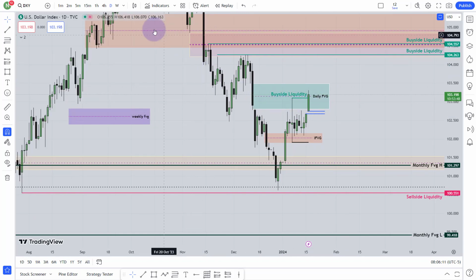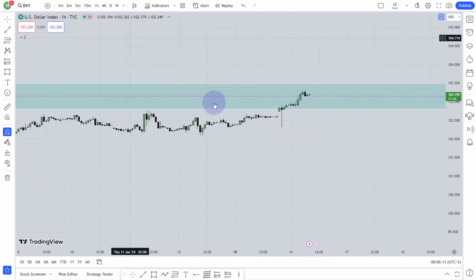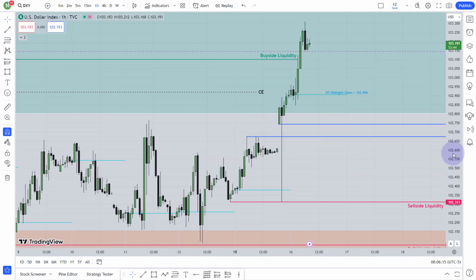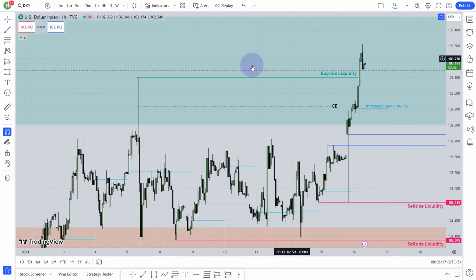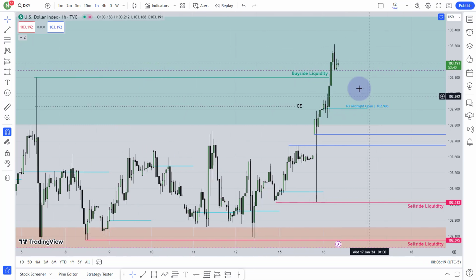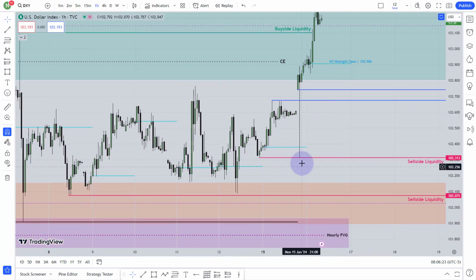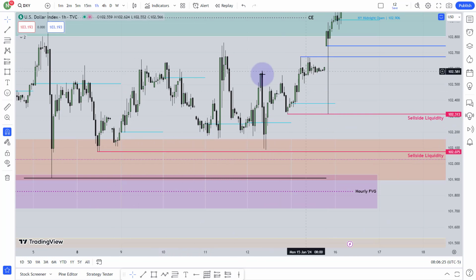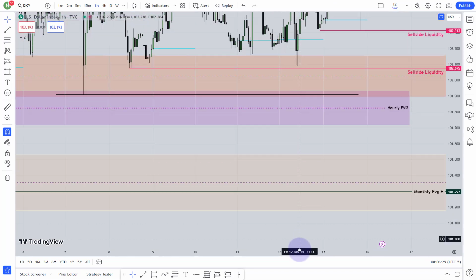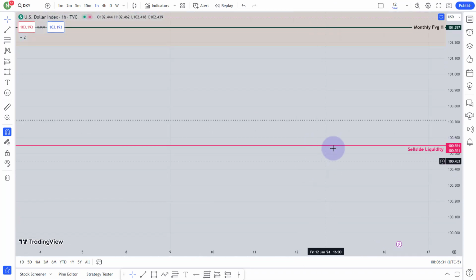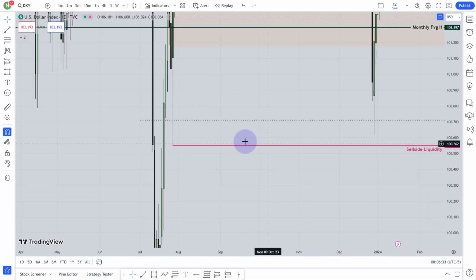Okay. Now I'll go to the hourly chart. From the hourly chart, you can see price has taken the buy side liquidity. Now price is over here. There is very clean sell side liquidity. This sell side liquidity is from the hourly chart, okay, not from the daily chart. The daily sell side liquidity was over here. This is the liquidity. Let me show it one more time. This is the liquidity, see, from the daily chart.